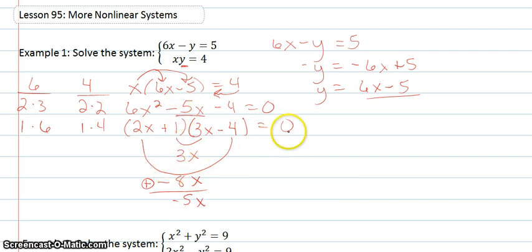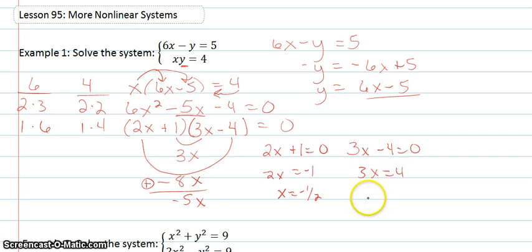Then I'll set each of those equal to 0 and solve for x. Now if you're not comfortable with factoring, you could use the quadratic formula and find the x values. So I have 2x plus 1 equals 0, and then 3x minus 4 equals 0. So 2x equals negative 1, so x equals negative 1/2. And then 3x equals 4, so x equals 4/3.